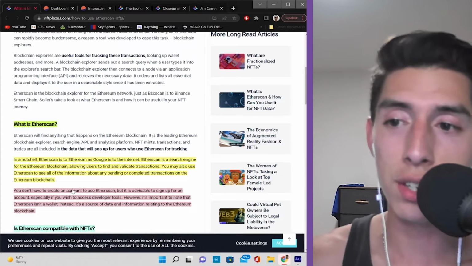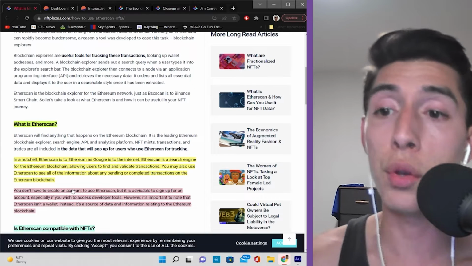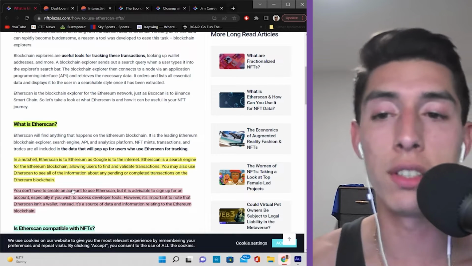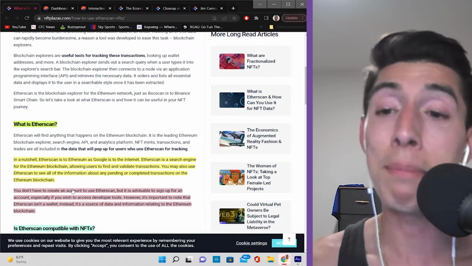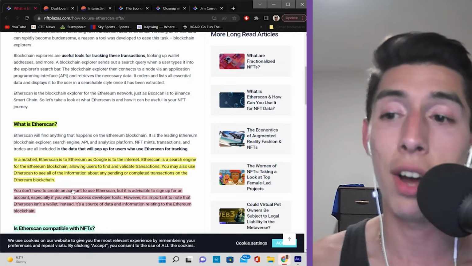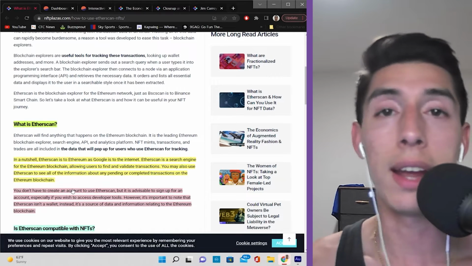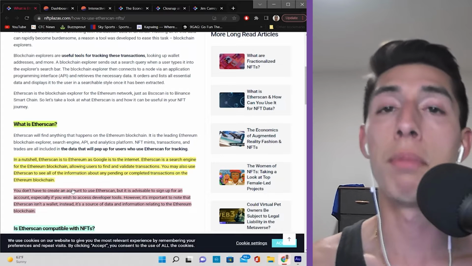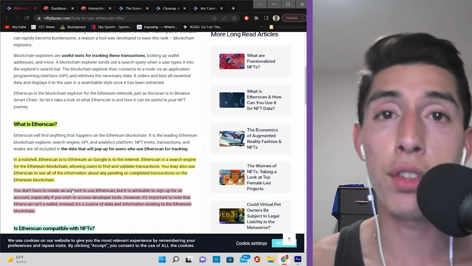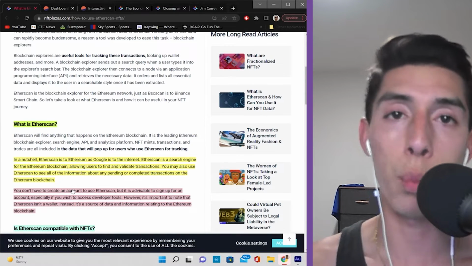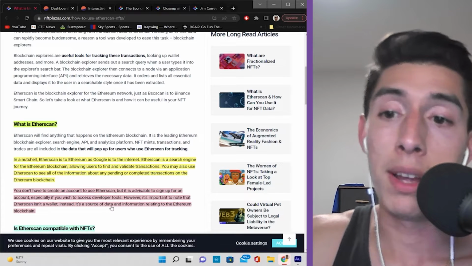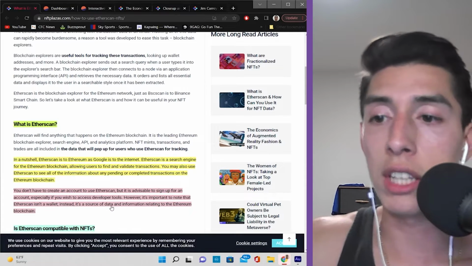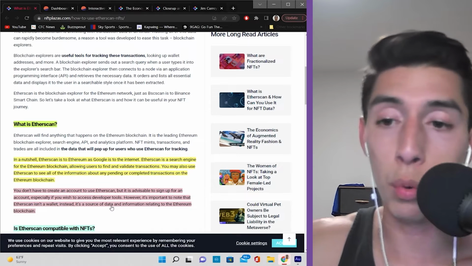Etherscan is a search engine for the Ethereum blockchain, allowing users to find and validate transactions. You may also use Etherscan to see all the information about any pending or completed transactions on the Ethereum blockchain. Again, that's the beauty about the blockchain, not just Ethereum, that everything is shown in public to the world. You don't have to create an account to use Etherscan, but it is advisable to sign up for an account, especially if you wish to access developer tools.